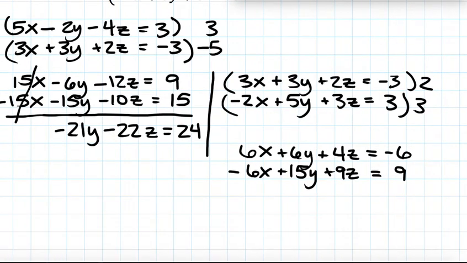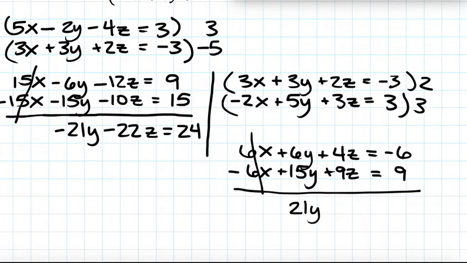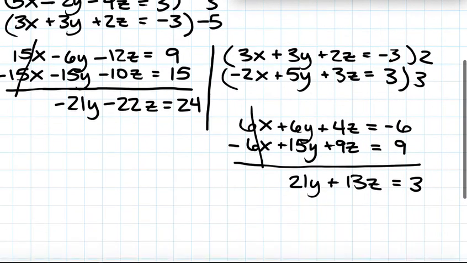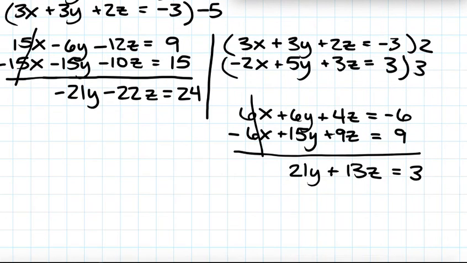The x's cancel out as they're supposed to. 6 plus 15 is 21. 4 plus 9 is 13. -6 plus 9 is 3. So I have another equation that has just a y and a z in it. Now I'm going to put that together with the answer from my first pair and use elimination on those. So that's going to be the first equation. This is the second equation.